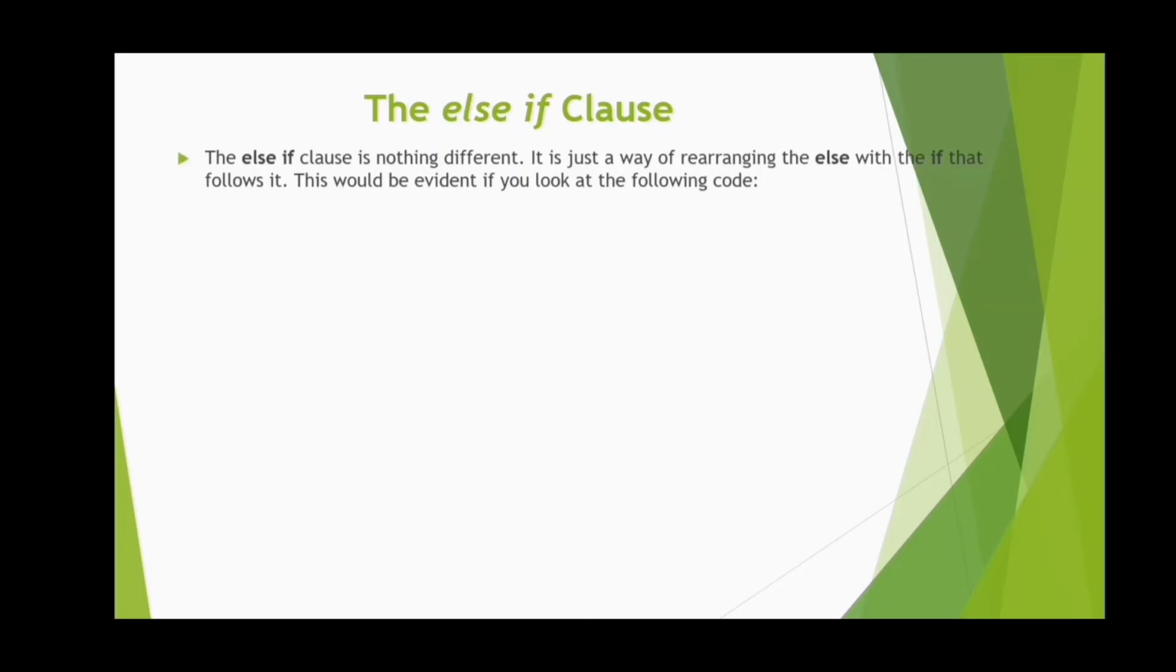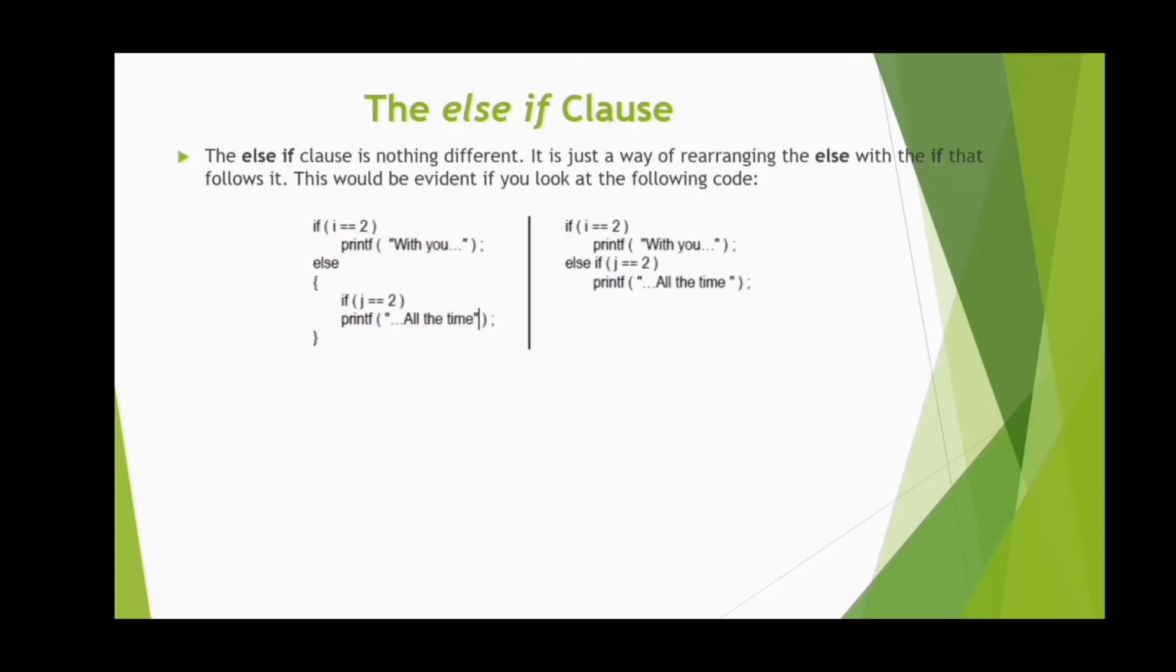The else if clause is nothing different, it is just a way of rearranging the else with the if that follows it. This will be evident if you look at the following code. So the code is here. If i equals 2, printf "with you", else if j equals 2, printf "all the time". And here is an alternative of this program. If i equals 2, then printf "with you", else if j equals 2, printf "all the time". So both the programs are the same, and there is nothing different in that.